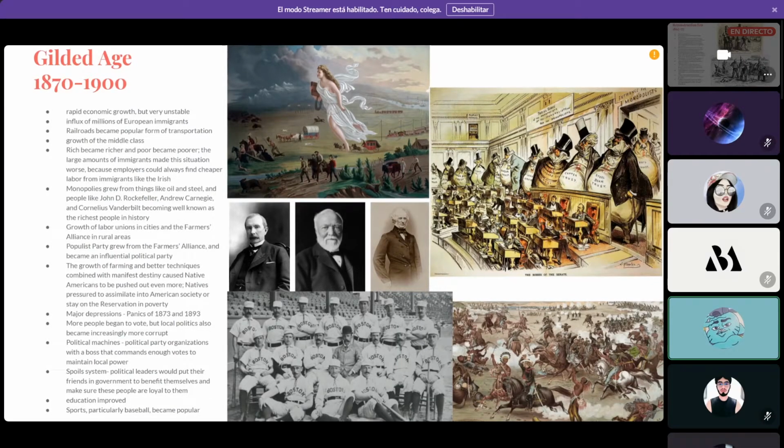Next, we have the Gilded Age. This is from 1870 to 1900. There's a lot going on here. There was a lot of economic growth, but it was very unstable. There were a lot more immigrants from Europe. Not so much from other areas yet. We'll get to that later. But right now, it's mainly just European immigrants.